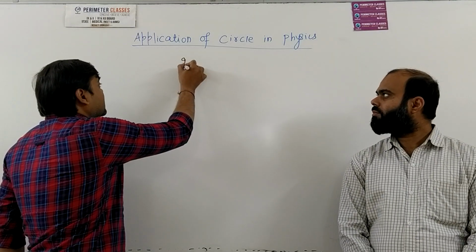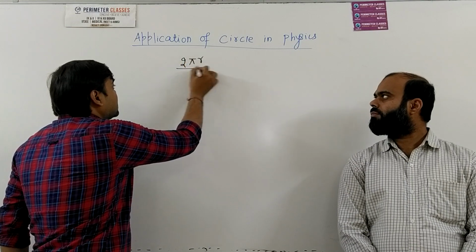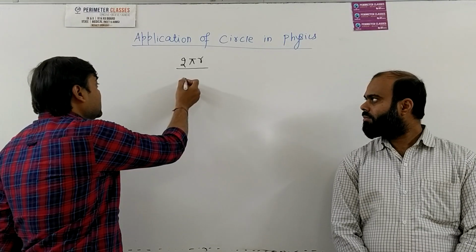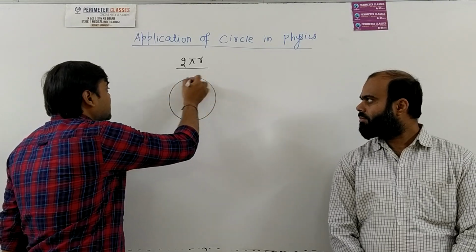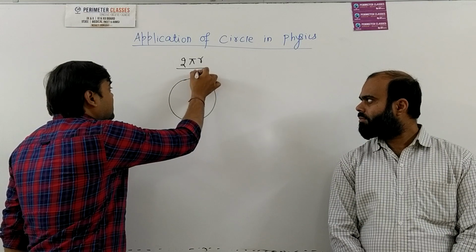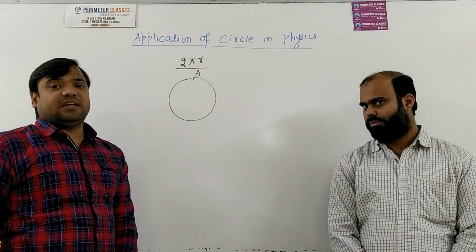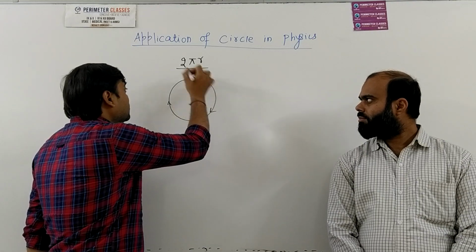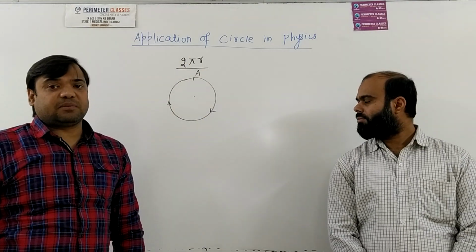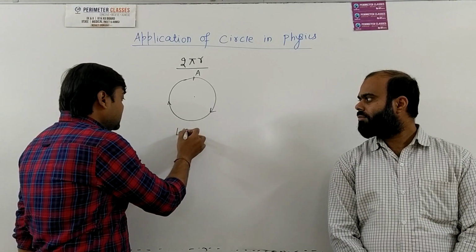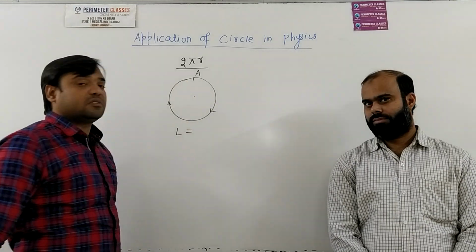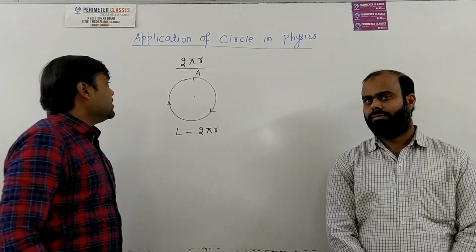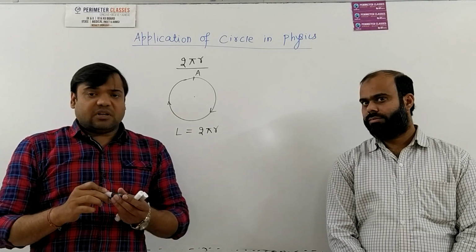Now you have learned that the circumference of a circle whose radius r is given as 2 pi into r. Let us say a particle is moving along a circle. Let us say the particle starts from point A, completes the circle and again comes back to the point A. Now what is the value of distance covered by that particle? The distance covered is simply the length of this circular path, that is 2 pi r, or the circumference of the circle. There is another quantity which is called displacement.